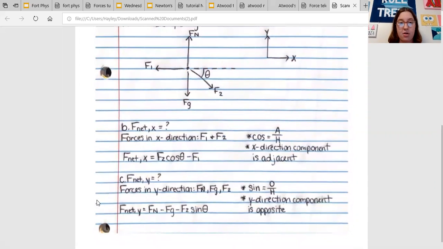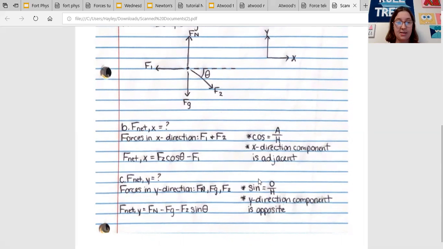And then for the net force equation in the y direction, I had to determine which forces were in the y direction. So that was going to be the normal force, the force of gravity, and then the y component of force 2. And because we defined up as the positive direction, I started the equation with normal force and then subtracted the force of gravity from that, and then also subtracted F2 sine theta.